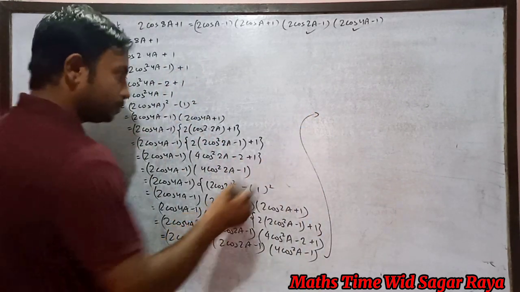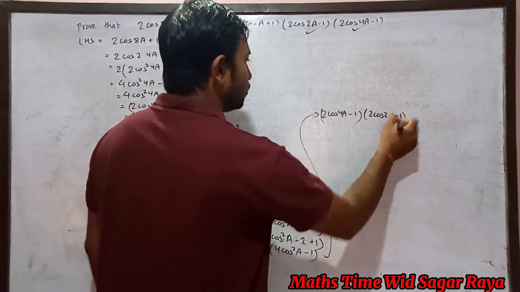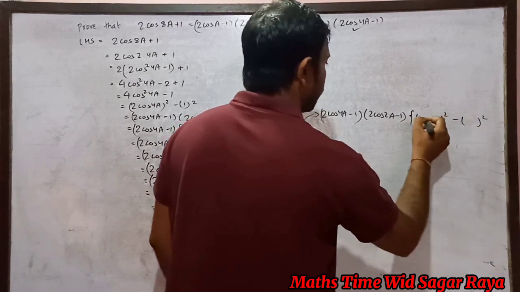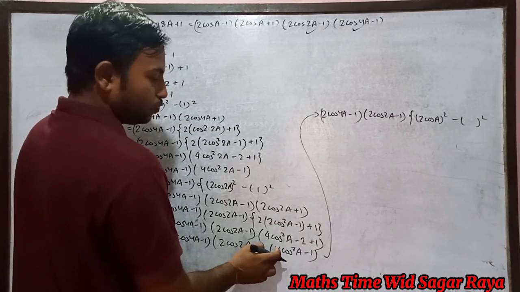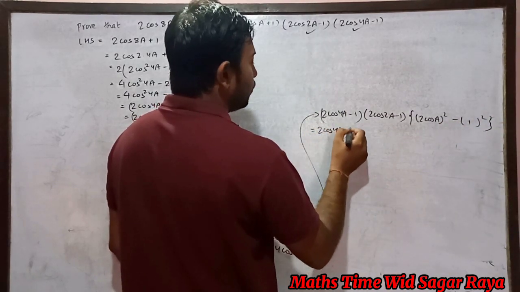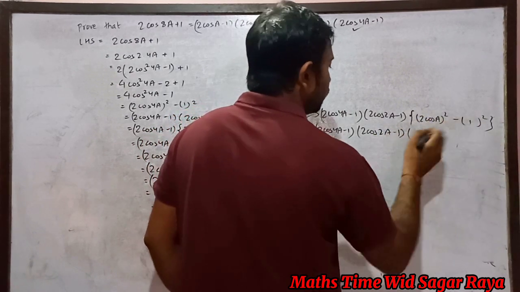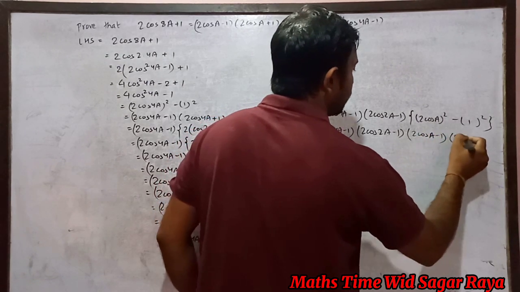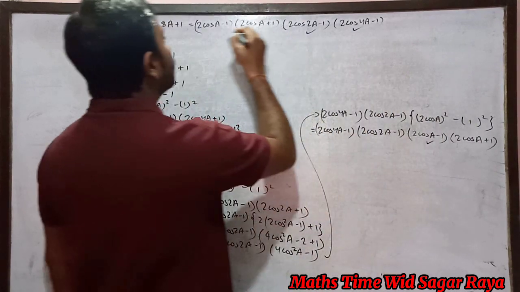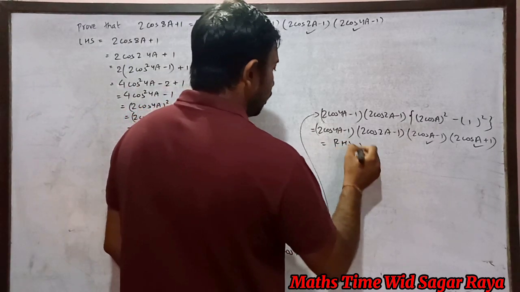So let's do here. 2cos4A minus 1, 2cos2A minus 1. Now let's break this, 4cos²A minus 1, a square minus b square. We can write here (2cosA) square, which means 4cos²A minus 1. Now 2cos4A minus 1, 2cos2A minus 1. Now a square minus b square means (a minus 1)(a plus 1). Now we can see here we got 2cosA minus 1 and we got 2cosA plus 1 also. So this is our required solution. Okay, so we can write here equals RHS.